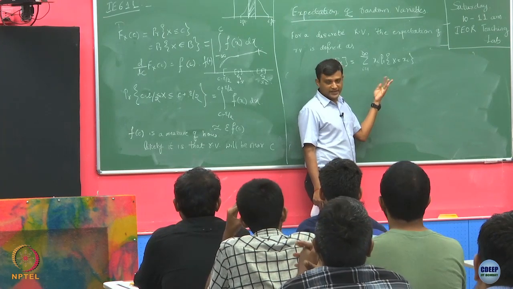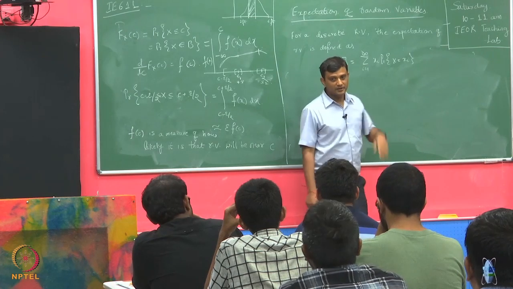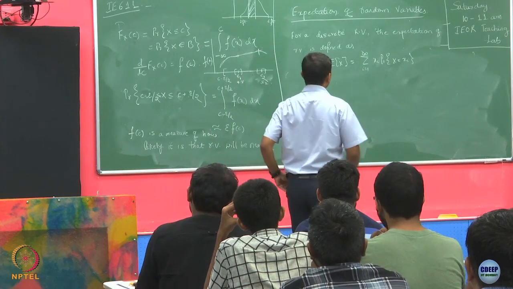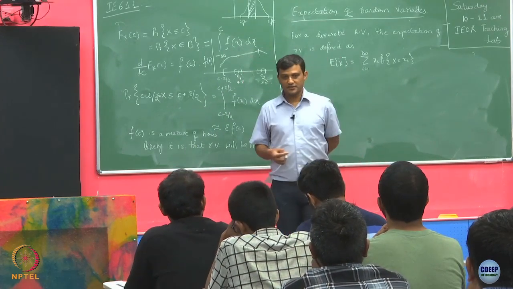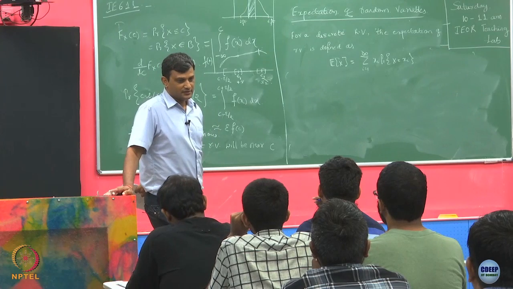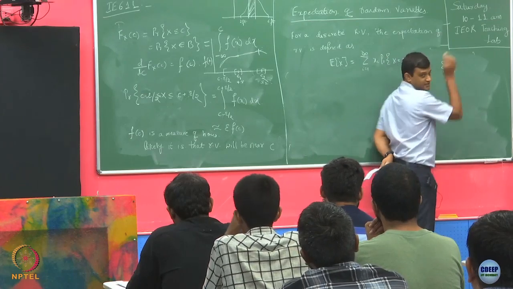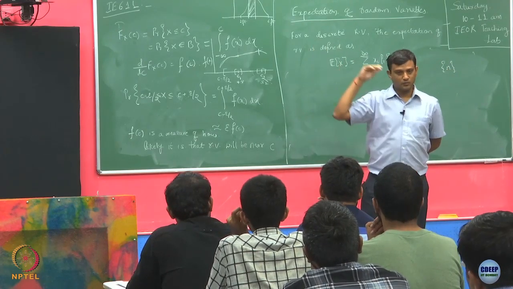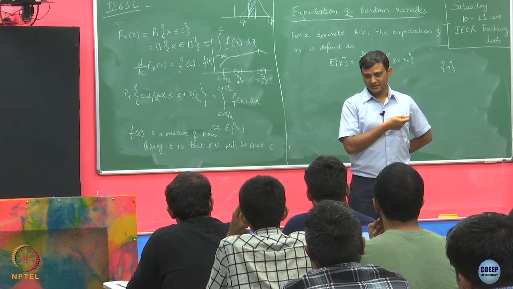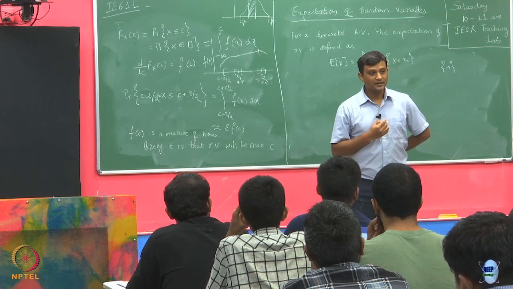Can you think of an example where this expectation can be infinity for a discrete random variable? If my series does not converge. Your series does not converge, okay, but what about the probabilities? Let's take your series. You want to take this as your series itself, like 1, 2, 3, 4 as your possible outcomes. Can you put a probability mass on this so that the expectation is 1 by?